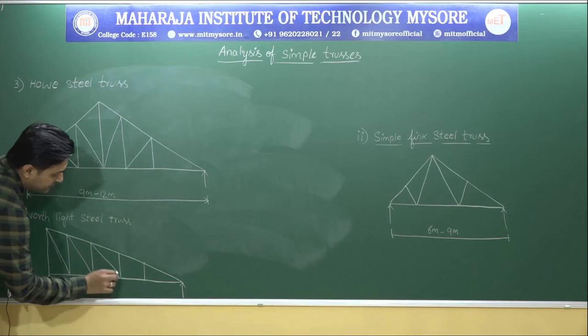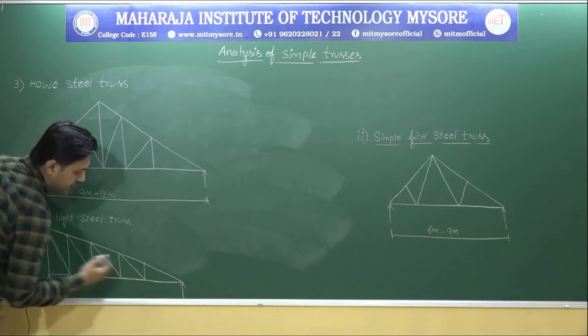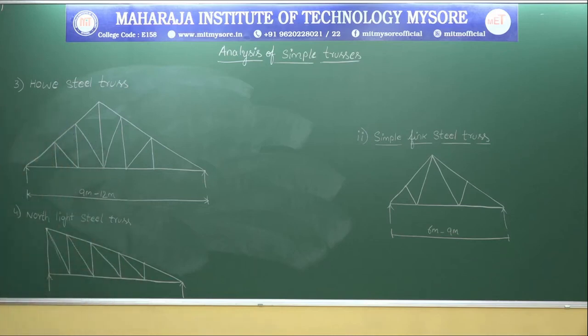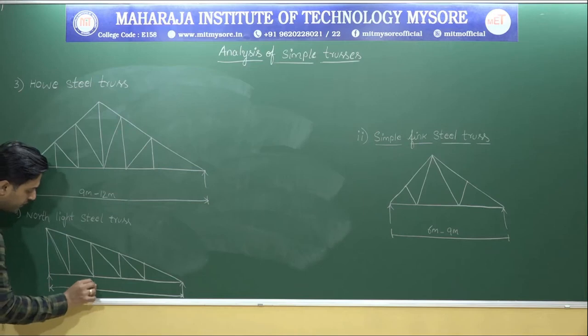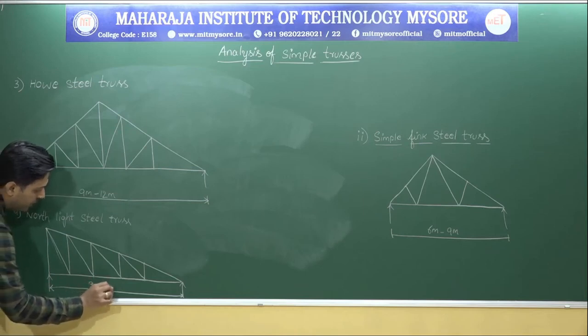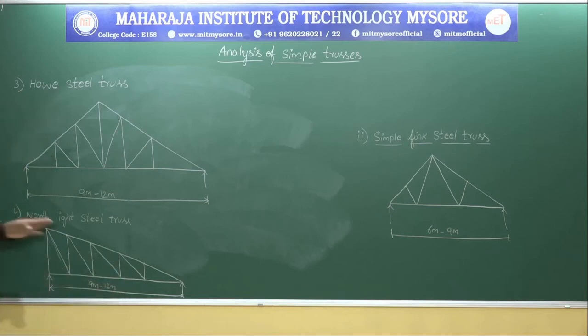I think you people might have seen this kind of trusses in and around. This is also provided for a span ranging between 9 meter to 12 meter. This is called the North Light steel truss.